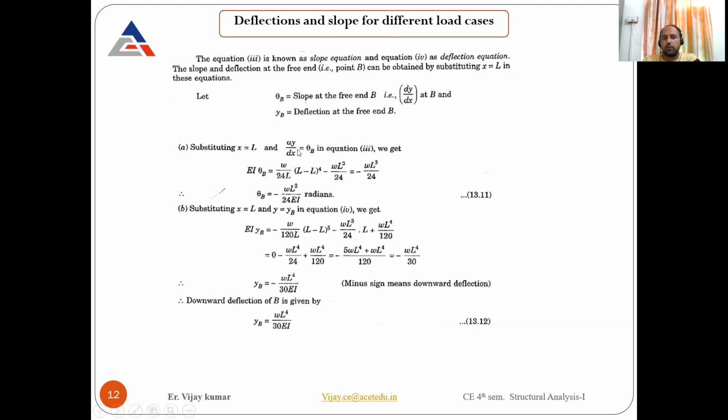After doing all that, you can get the value of theta B at the free end, which comes out to be -WL³/24EI. Negative means it is in the clockwise direction. And y_B also comes out negative, -WL⁴/30EI. That is again a downward direction, which is why the sign is negative. So that's all about this particular case.